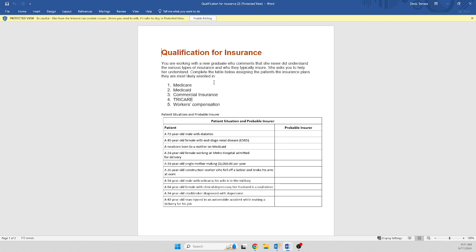So I'm just going to select one of these, and I'm going to say this one. A 64-year-old female with clinical depression. Her husband is a coal miner. Now, 64-year-old female with clinical depression. She's not quite old enough for Medicare. Her husband works as a coal miner, so he probably has insurance through his employer. And I'm not going to play the what if game. I'm just going to say her husband works. She's not old enough for Medicare. I don't know their income. I'm going to say commercial insurance.